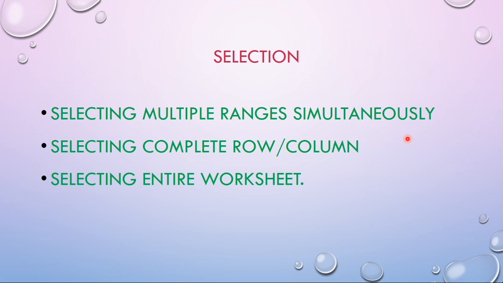Simultaneously means together. We want to select one range, then another range on the same sheet, then another range on the same sheet or a different sheet in the same workbook. To select multiple ranges, select the first range of cells, then use the control key and then select another range. So to select multiple ranges simultaneously on the same sheet, we just use the control key.